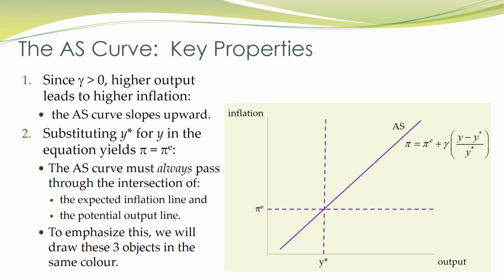This implies that the AS curve must always pass through the intersection of the expected inflation line and the potential output line. I'll say this again. The AS curve must always pass through the intersection of the expected inflation line and the potential output line. This fact is the key to understanding the behavior of the AS curve. To emphasize it, we will always draw these three items in the same identical color.